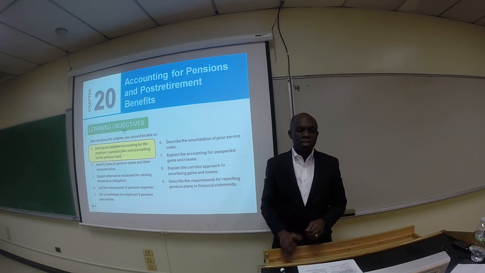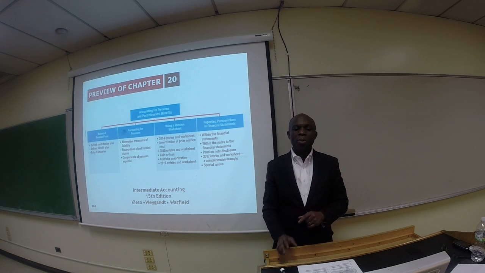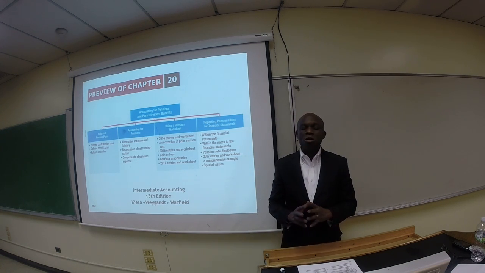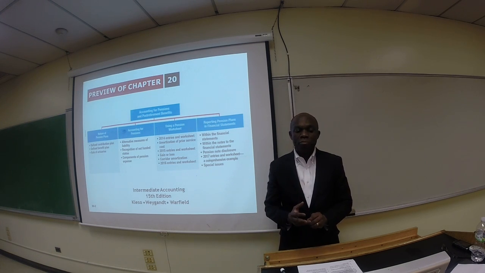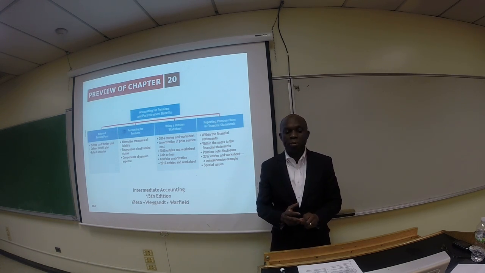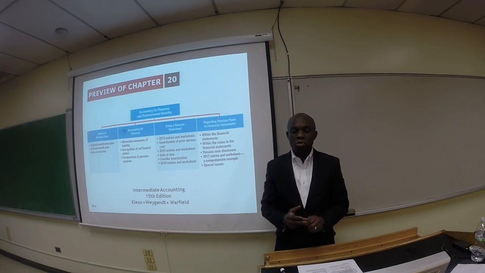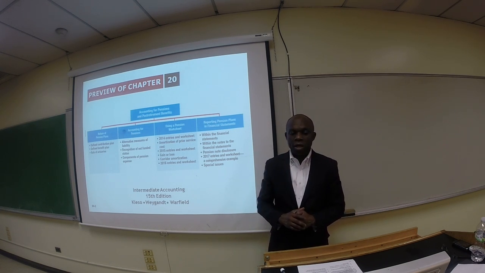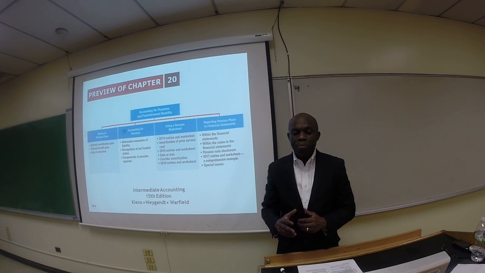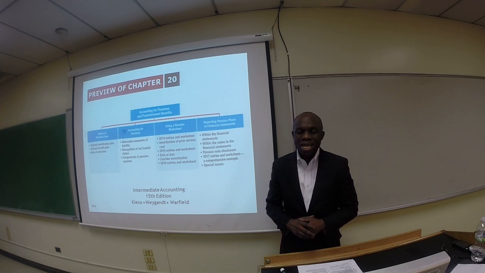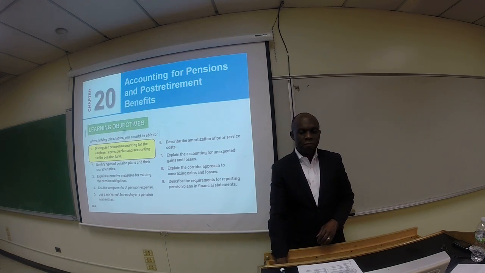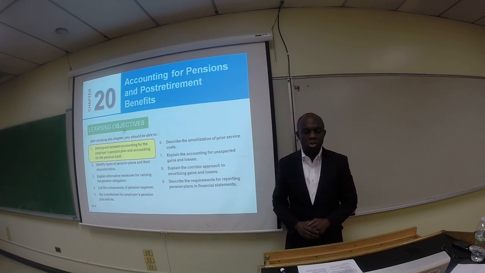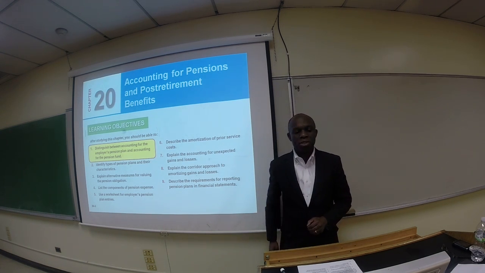Now, the first objective, first of all, let's back up. This chapter is divided into 4 sessions. Number 1, we are going to talk about the nature of pension plans. Number 2, accounting for pensions. Number 3, using a pension worksheet, and also reporting pension plans in financial statements. So those are the 4 sessions of the chapter. So let's take a look at the first objective.